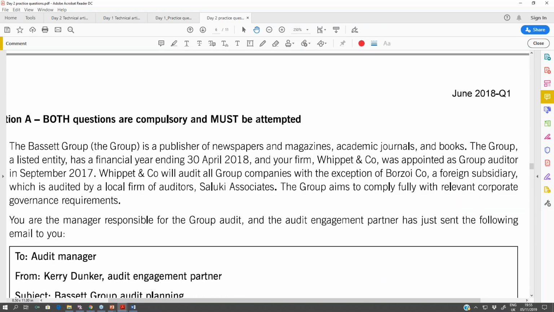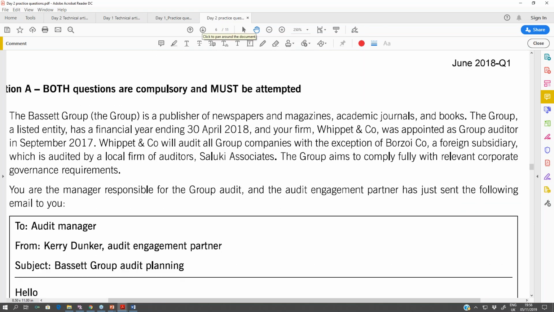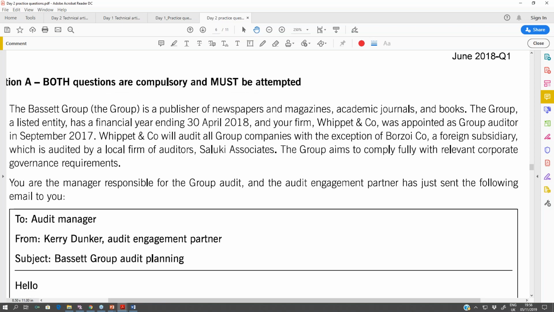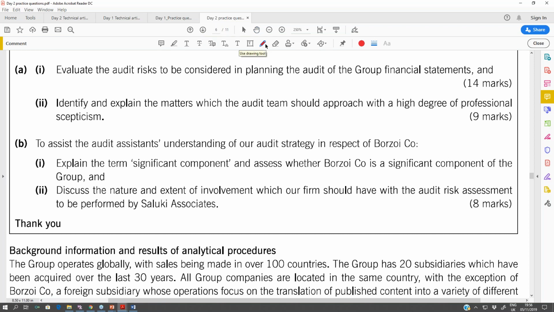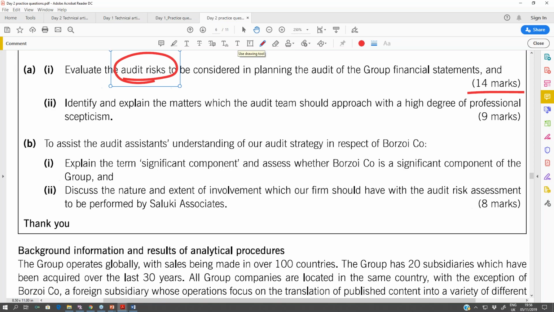Okay, now right in front of your screen is the June 18 question number one. Let's see what's inside this question where we need to have a focus on. This question has the first requirement, which is about audit risk. And again, 14 marks have been allocated to this requirement being the core requirement. Then in the second part, the examiner is asking a question for 9 marks, which is utmost important for knowledge.